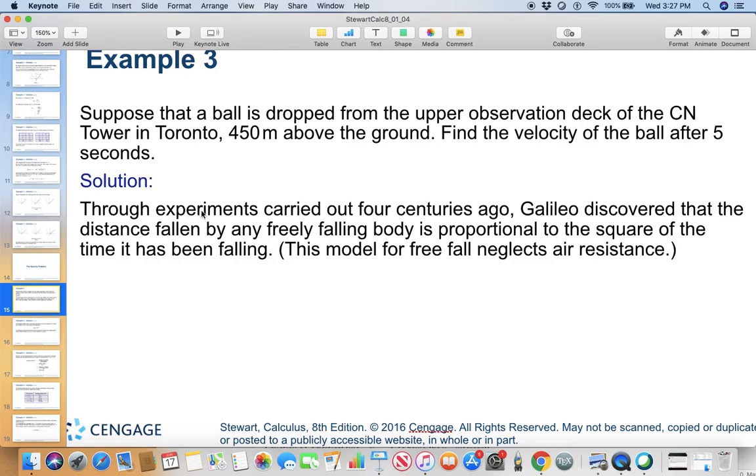Through experiments carried out 4 centuries ago, Galileo discovered that the distance fallen by any freely falling body is proportional to the square of the time it has been falling. Okay? Do you understand that? That is, the longer it falls, it covers greater distance, you see.